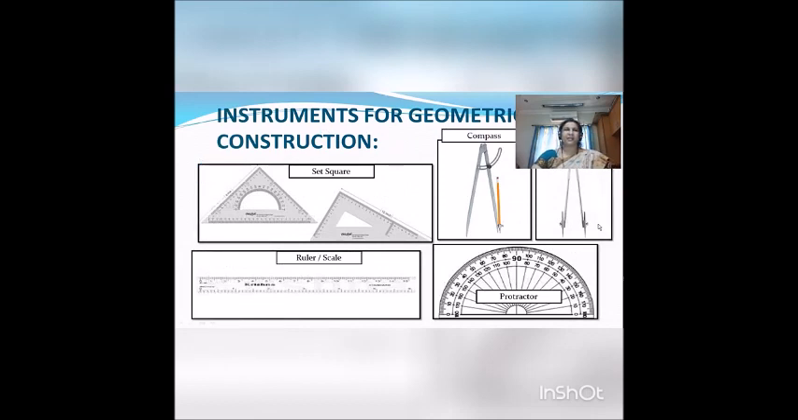See, at our level, that is secondary level, we use these type of instruments that are given in our compass box. These are the instruments: set square, compass, divider, ruler, and protractor.